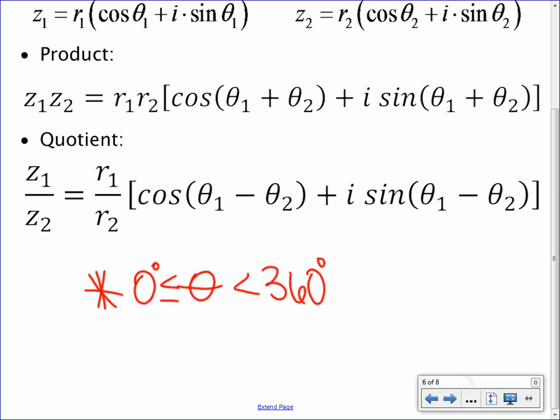It's not typically a problem with the product. Well, actually, yeah, that is a problem. If you get an angle that's above 360, or here if you get an angle that's negative, you need to find the coterminal angle where we would be between 0 and 360. Does everyone have these copied down? Okay. So here we go.